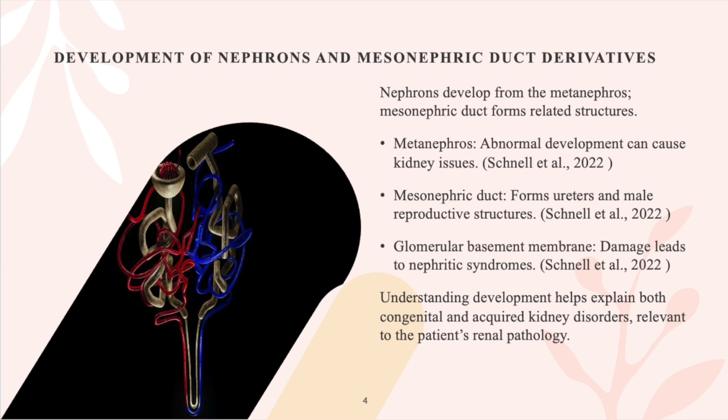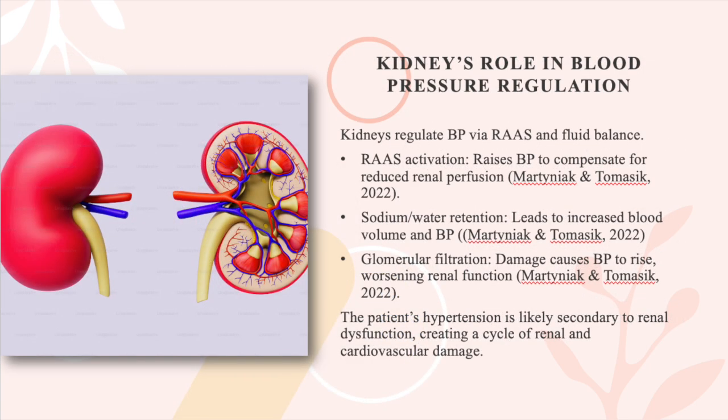Furthermore, embryonic tissues from the glomerular basement membrane are also formed by the mesonephric duct, and they act as a barrier in blood filtration. This patient's nephritic syndrome suggests immune-mediated glomerular damage, explaining both congenital and acquired renal pathologies seen in this patient's hematuria and glomerular damage. Now we'll talk about the kidney's role in blood pressure regulation.